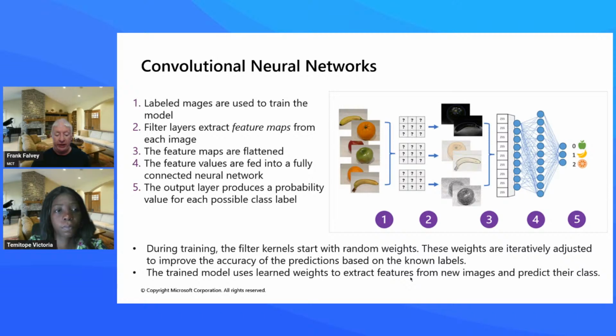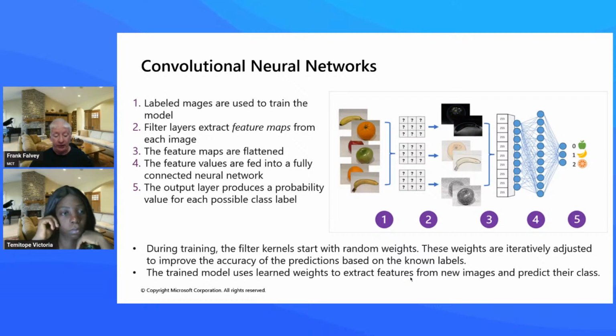So during the training process for the CNN, the filter kernel is initially defined using randomly generated weight values. Then as the training process progresses, the model's predictions are evaluated against known label values, and the filter weights are adjusted to improve the accuracy. Eventually, the trained fruit image classification model uses the filter weights that best extract features that help identify different kinds of fruit.